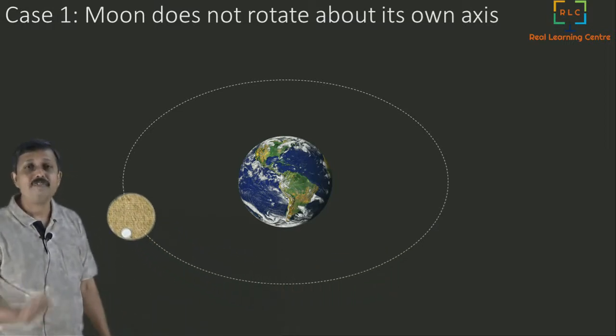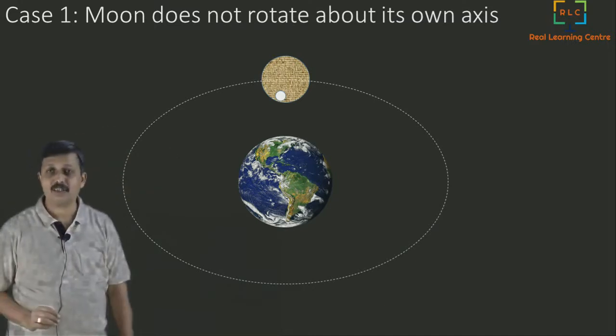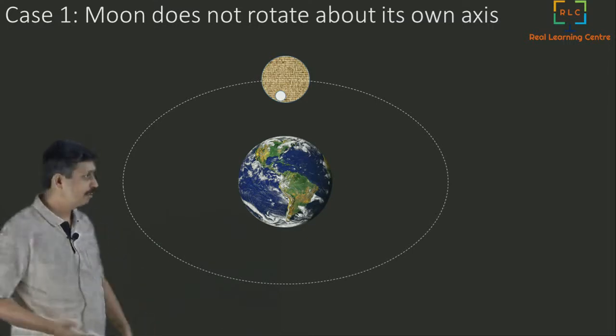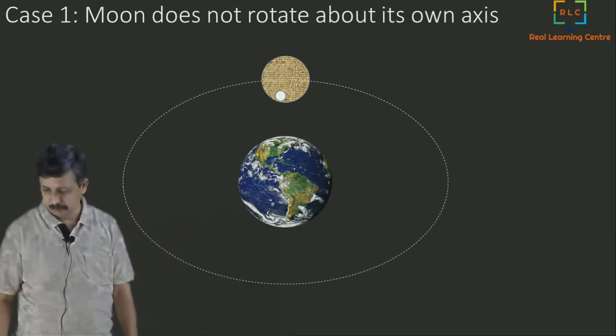So if it doesn't rotate, when it goes on the other side of the Earth, definitely you can see the back side of the Moon. Since that is not happening, the first theory that it doesn't rotate is wrong. So let's go to the next theory.